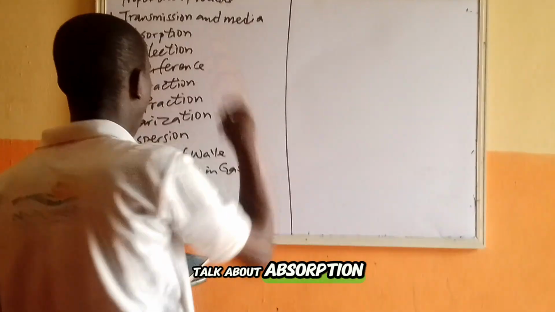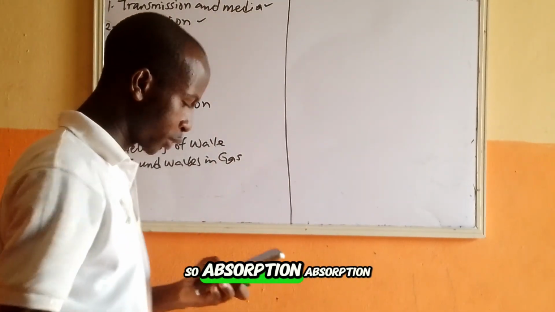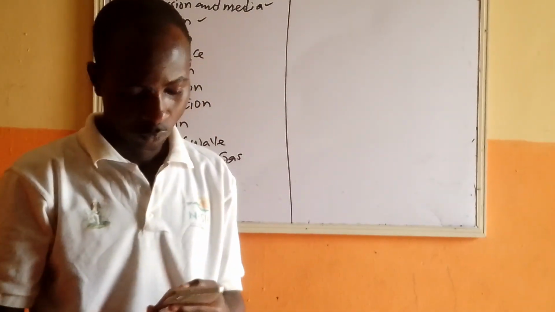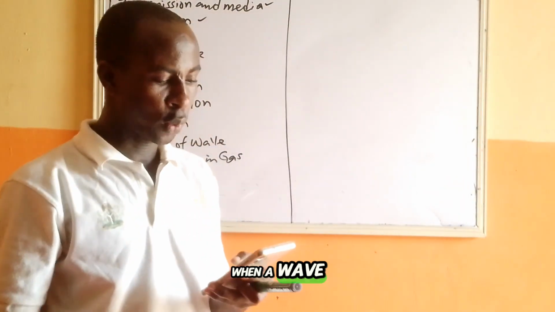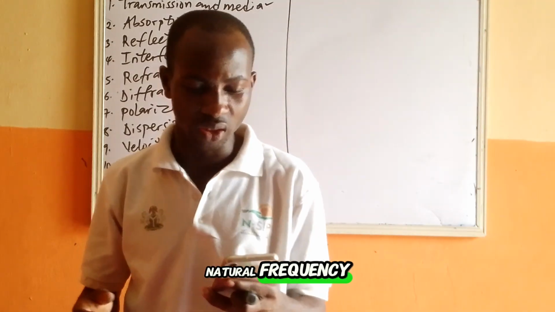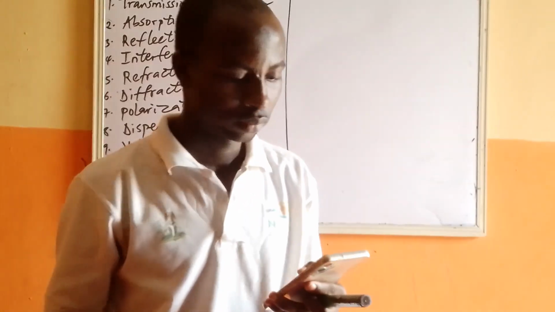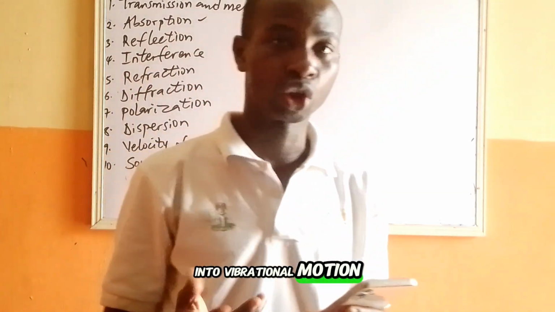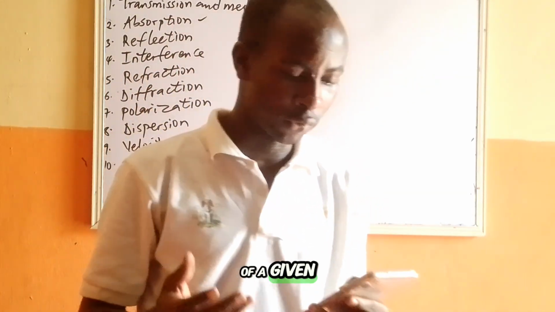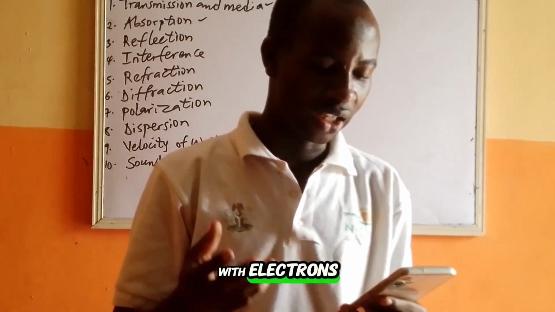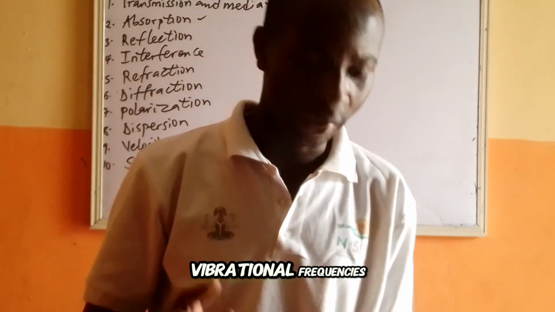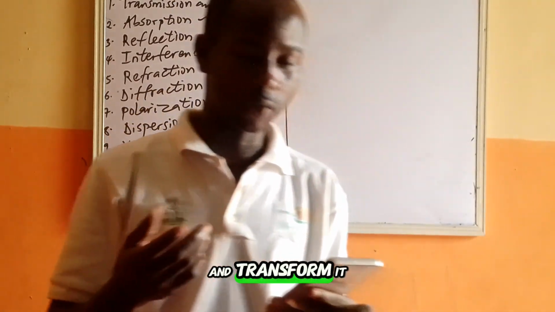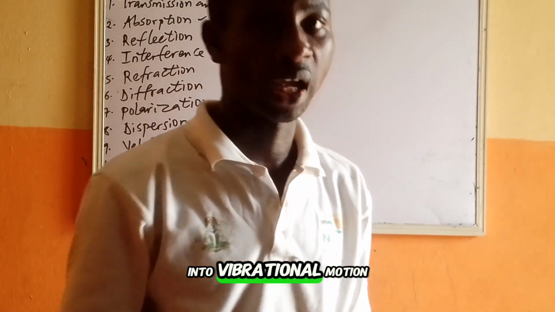Also, you now talk about absorption. So absorption occurs when a wave strikes matter and the matter absorbs it. When a wave with the same natural frequency impinges upon an atom, then the electrons of that atom will be set into vibrational motion. If a wave of a given frequency strikes a material with electrons having the same vibrational frequencies, then those electrons will absorb the energy of the wave and transform it into vibrational motion.